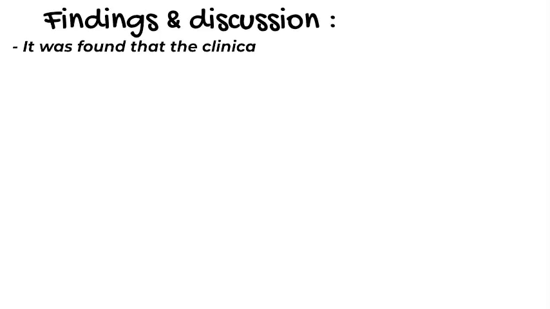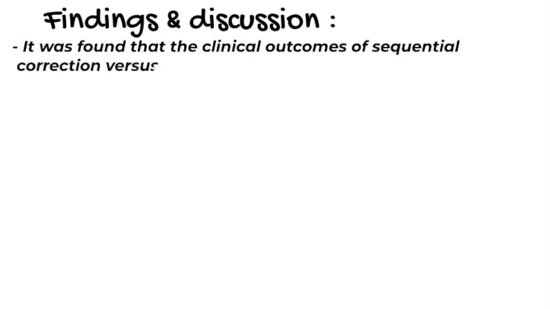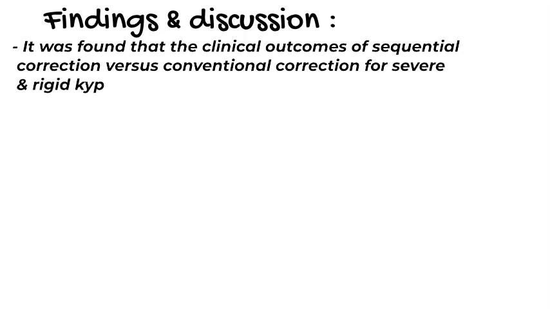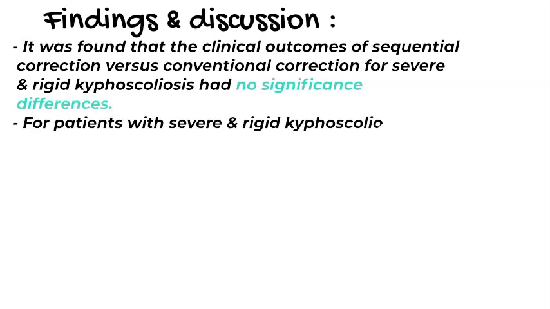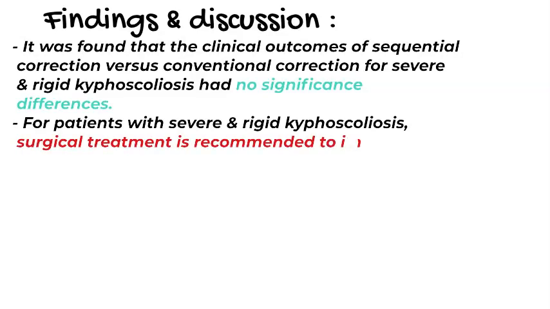Findings and discussion. It was found that the clinical outcomes of sequential correction versus conventional correction for severe and rigid kyphoscoliosis had no significant differences. For patients with severe and rigid kyphoscoliosis, surgical treatment is recommended to improve pulmonary function and increase life expectancy.